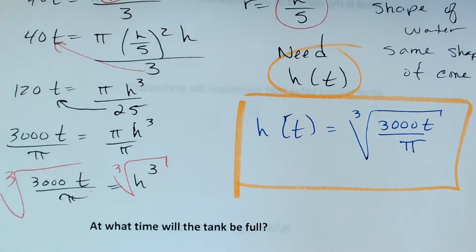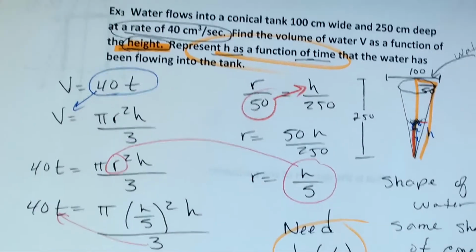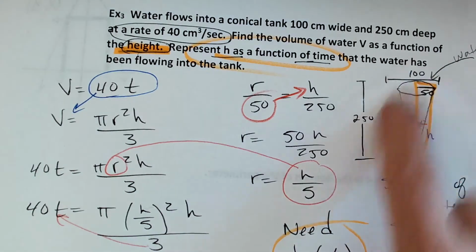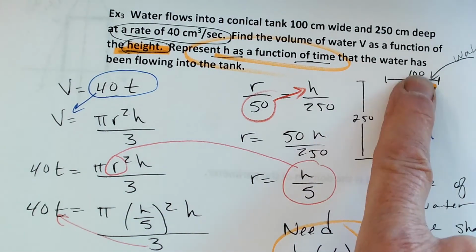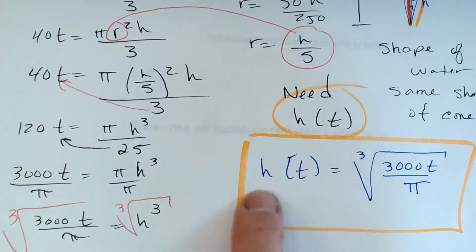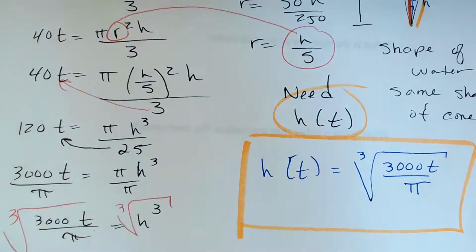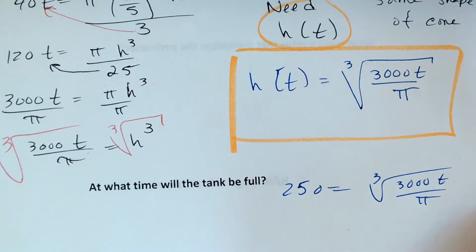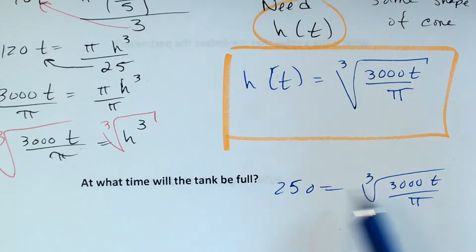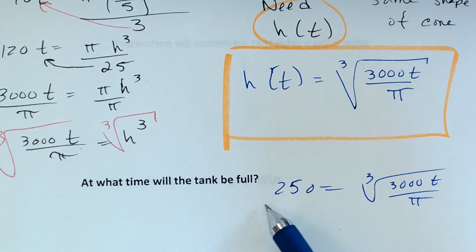So the tank will be full when the height is 250, right? You guys agree with that? When the height is 250, the tank is full. So if I put 250 into this equation, I get 250 equals the cube root of 3,000t over pi. It's full when it gets to its highest height, which is 250, and let's just solve for t.